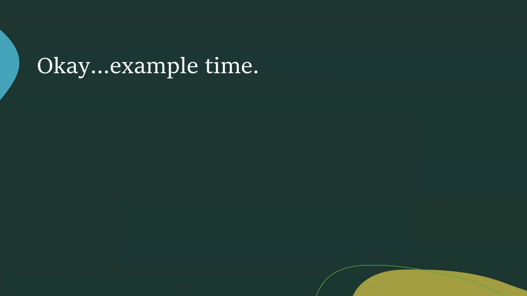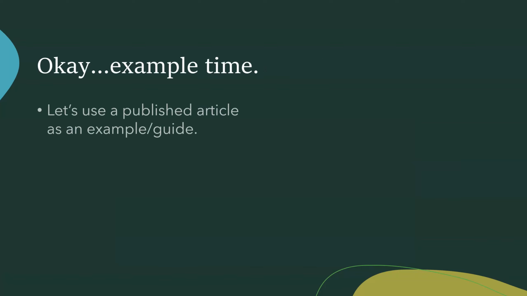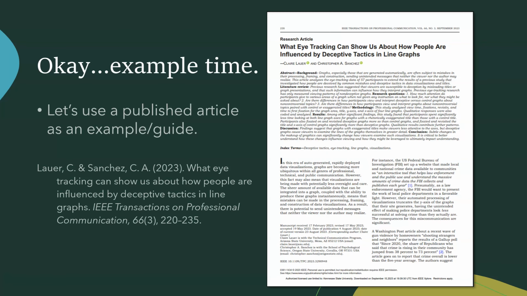What I've done is I've gone out and I've found an article. You can use it as an example/guide. So this particular article by Lauer and Sanchez from 2023, What Eye Tracking Can Show Us About How People Are Influenced by Deceptive Tactics in Line Graphs. The IEEE Transactions on Professional Communication is one of the major journals in technical communication. It is volume 66, issue 3, pages 220 through 235.